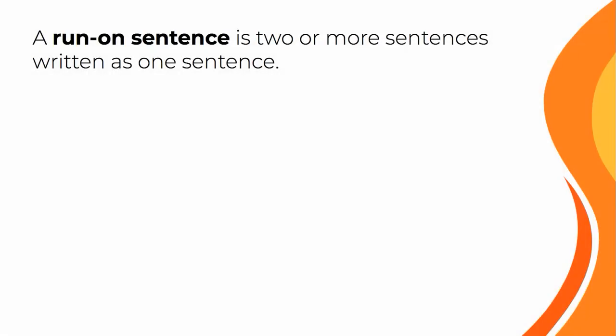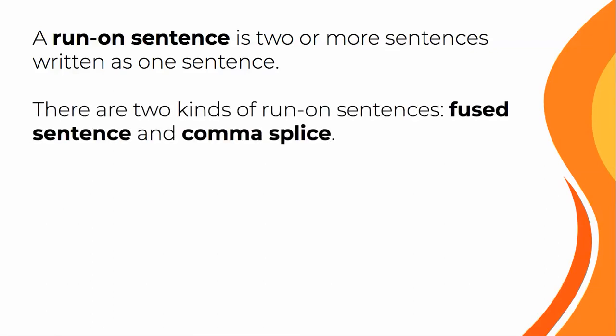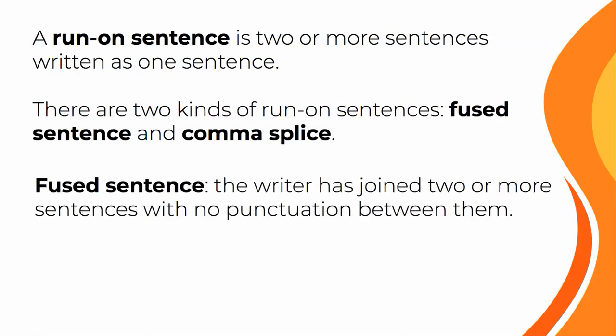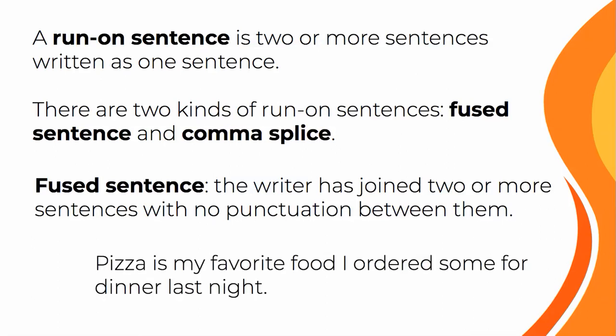Now let's take a look at run-ons, which is kind of the opposite problem of the sentence fragment. A run-on sentence is when you have two or more sentences that have been written as one sentence, so basically they haven't been punctuated correctly. There are two main kinds, the fuse sentence and the comma splice. The fuse sentence occurs when the writer has joined two or more sentences and hasn't put any punctuation between them.